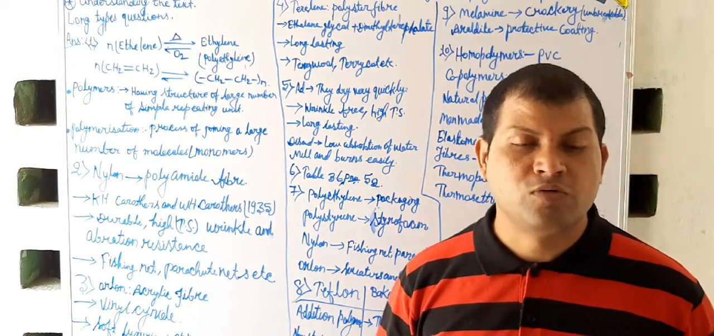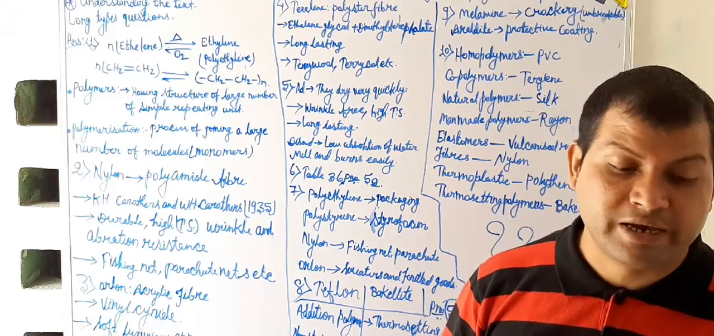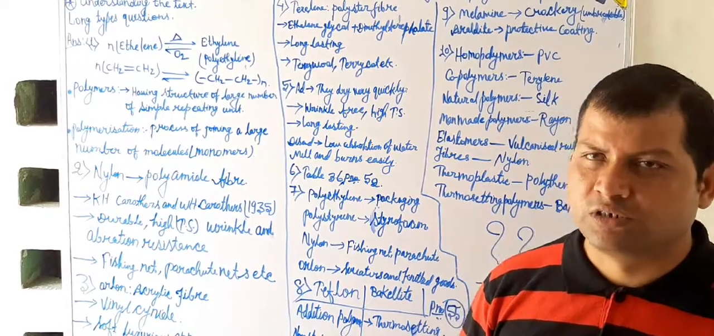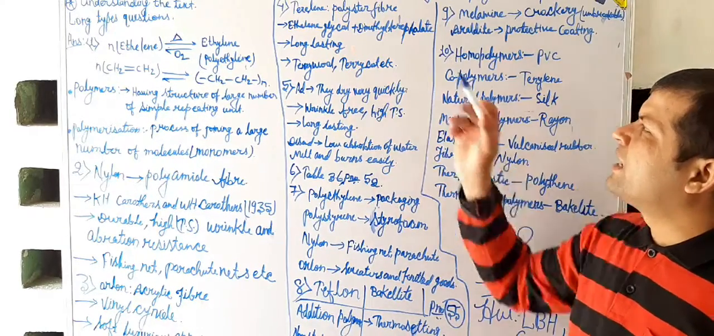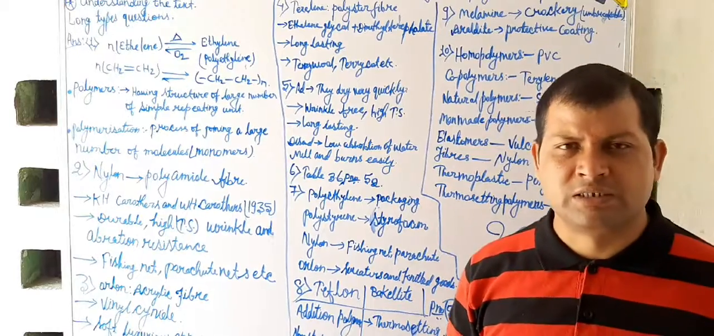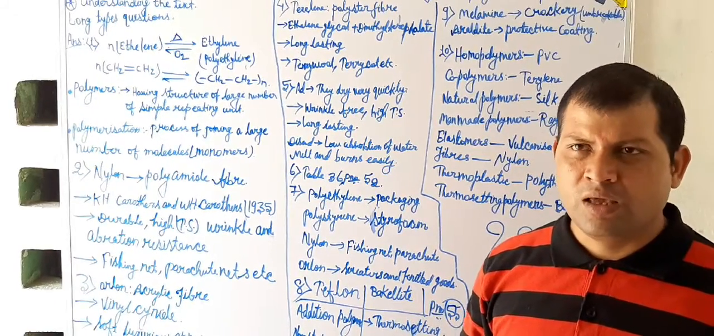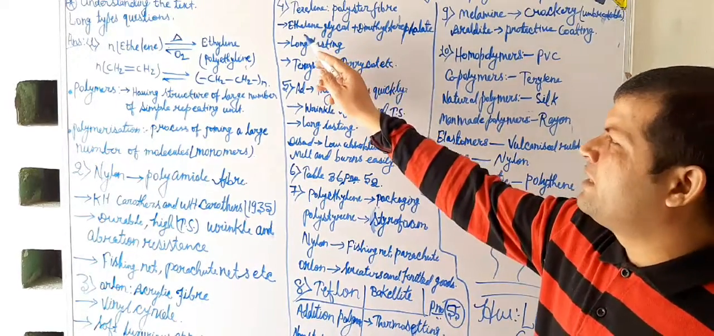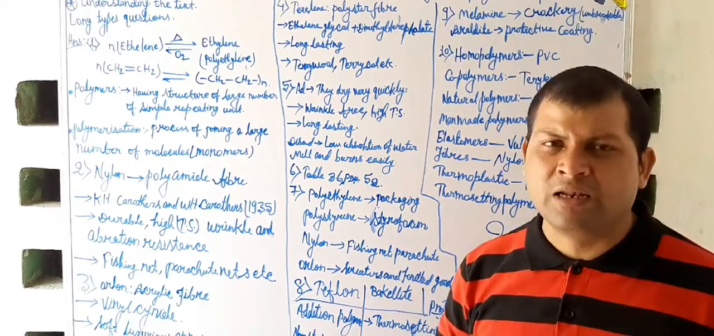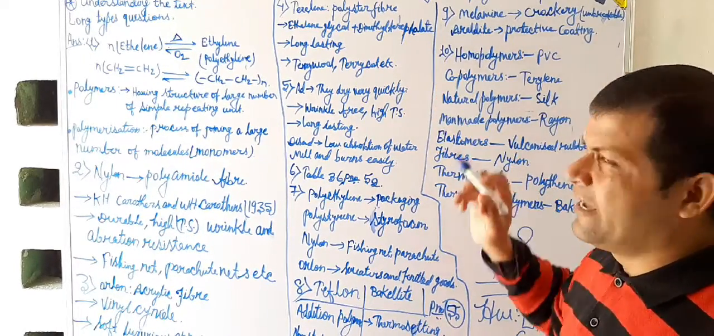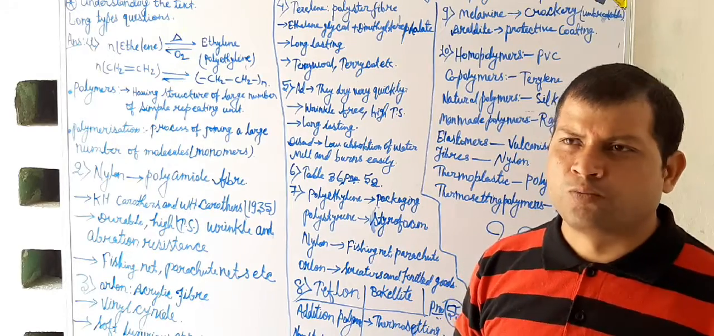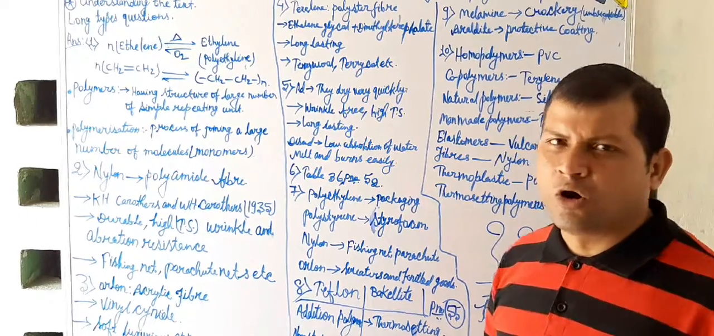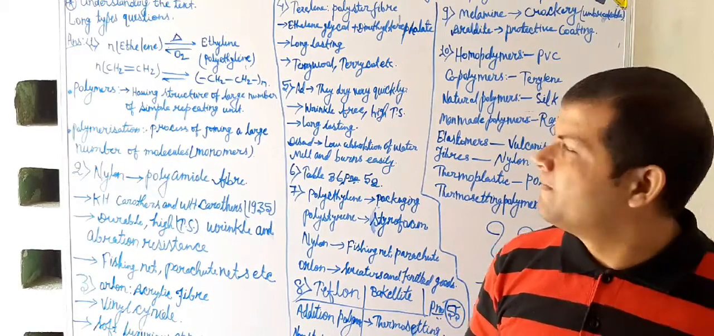Now move towards question number 4. Here it is asked: what is terylene? Discuss its preparation, properties and usage. So terylene is a polyester fiber. It is formed by the combination of polyester groups. Generally, ethylene glycol and dimethyl terephthalate are used to form a polymer that is called terylene, or it is also called dacron.